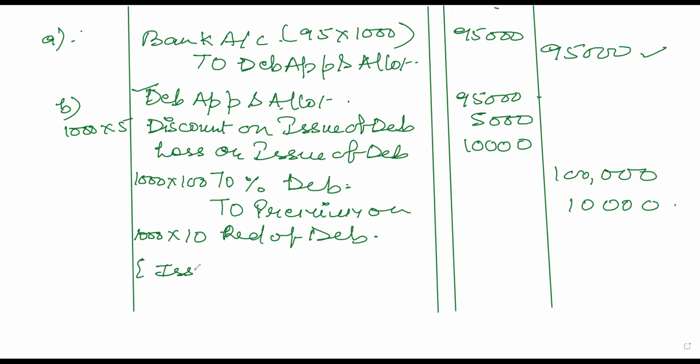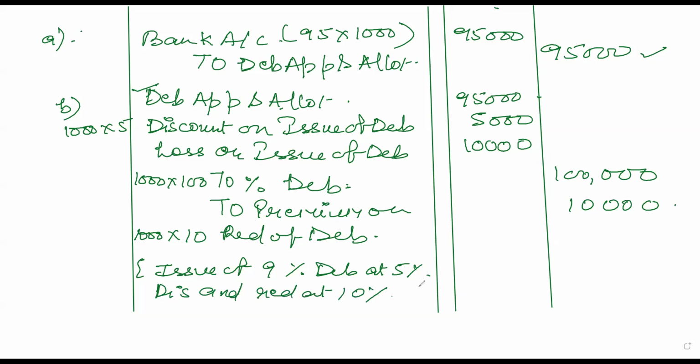So you simply write the narration: issue of 9% debentures at 5% discount and redeemable at 10% premium. Any doubt, any confusion? So this is the A part. Clear?